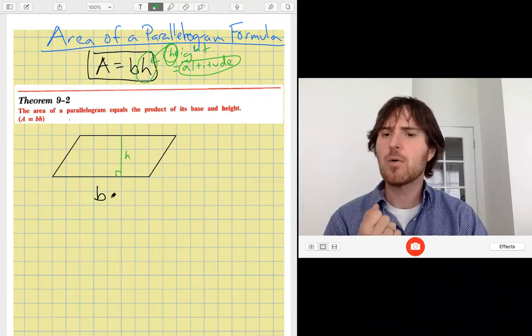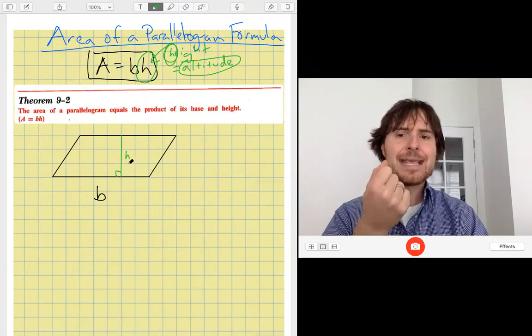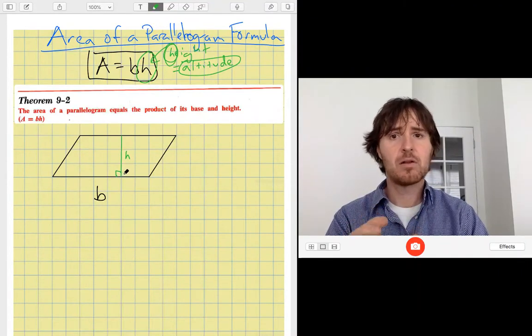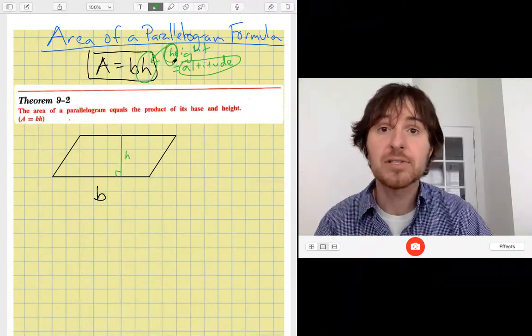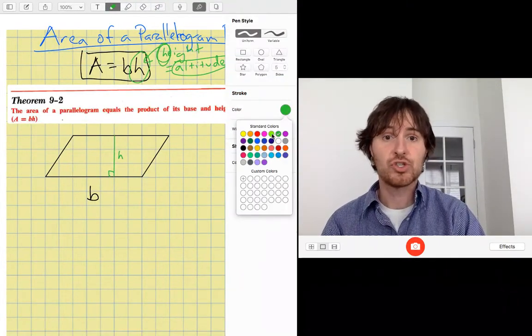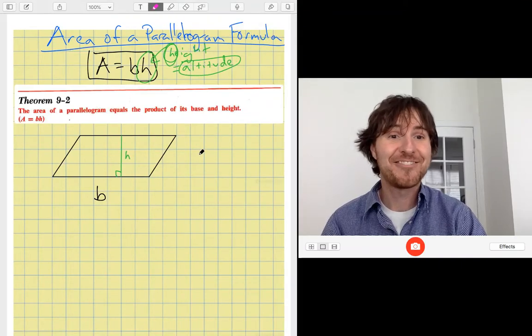The key to this, I want to prove that base times height is the area of this parallelogram here. Here's how I do it. Check this out. This is what I'm going to do. I'm going to introduce a parallelogram, okay?